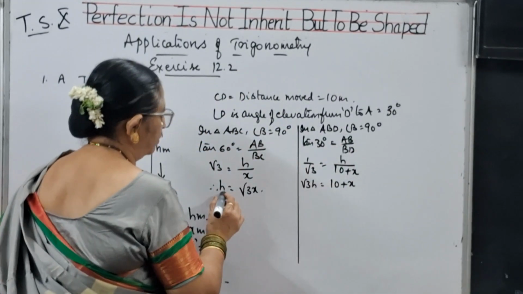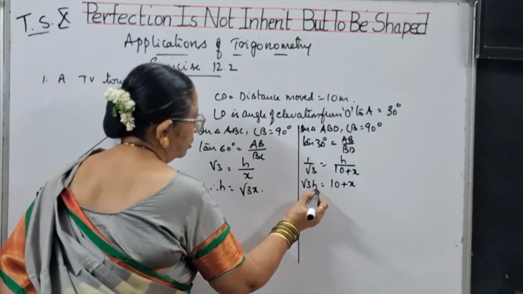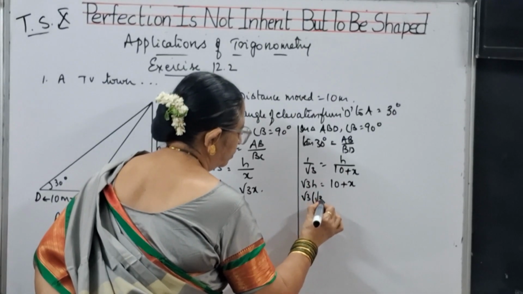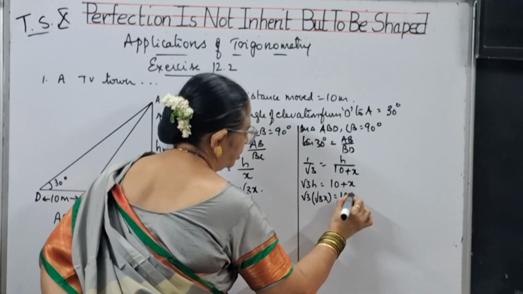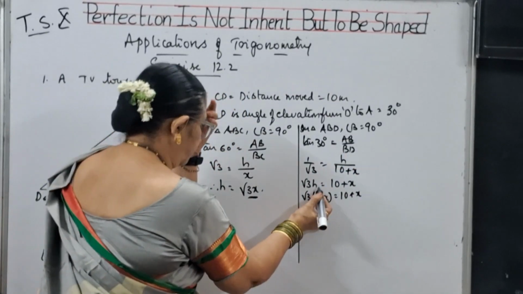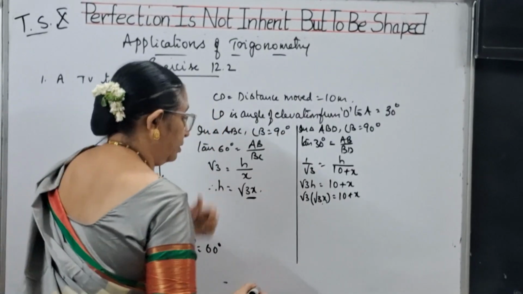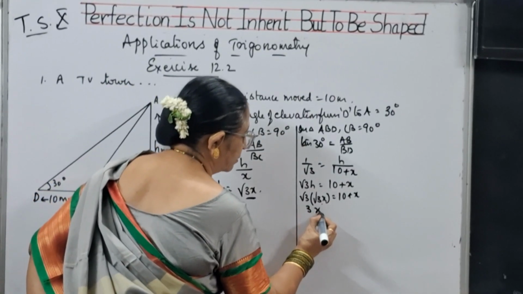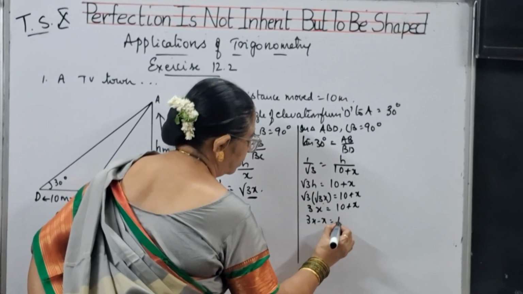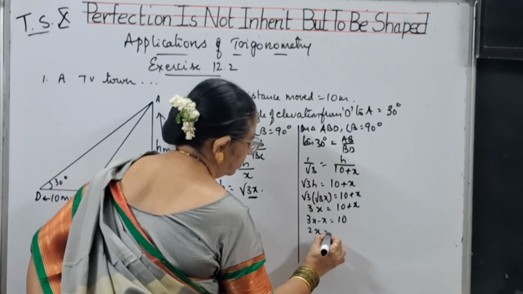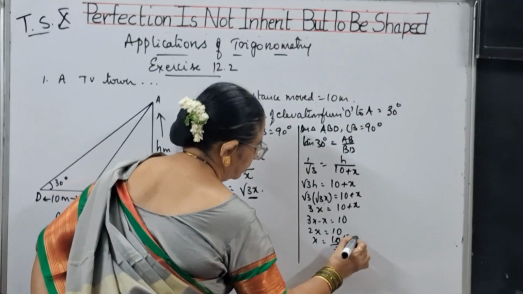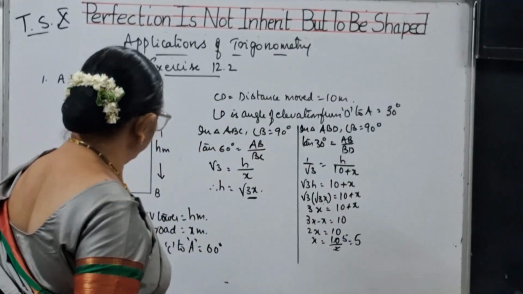Okay, here h is equal to root 3x. So, in the place of h I can take root 3x. That is root 3 into root 3x is equal to 10 plus x. Did you understand, children? Because h is root 3x, in the place of h I have taken root 3x. That means 3x is equal to 10 plus x. That means 3x minus x is equal to 10. That is 2x is equal to 10. X is equal to 10 by 2. That is 5.